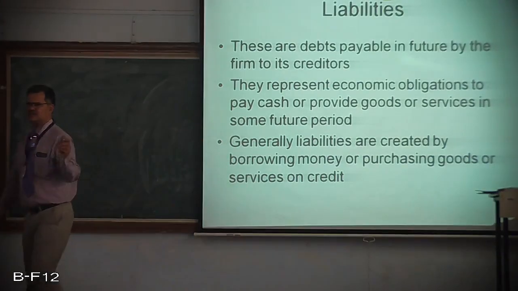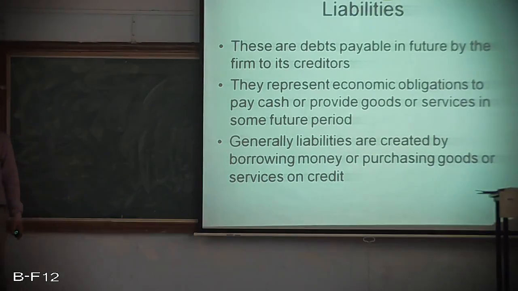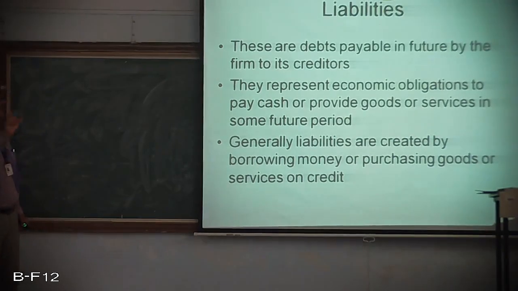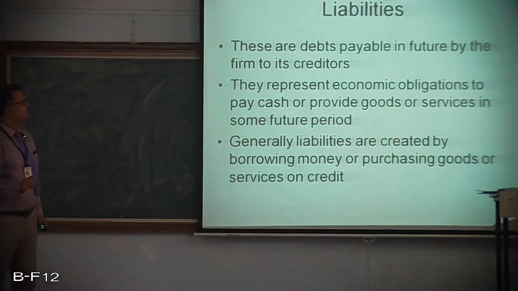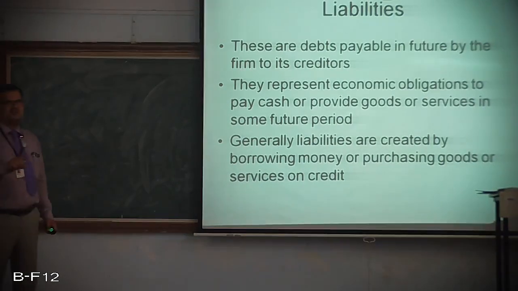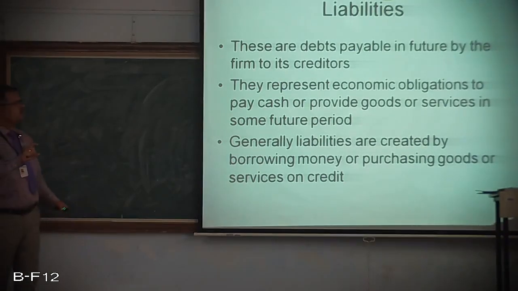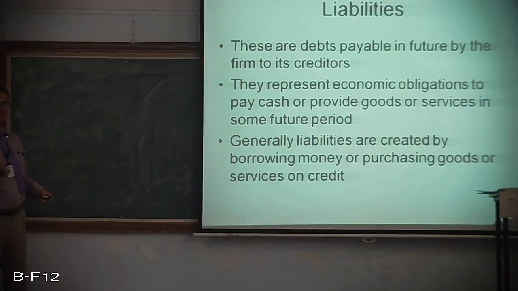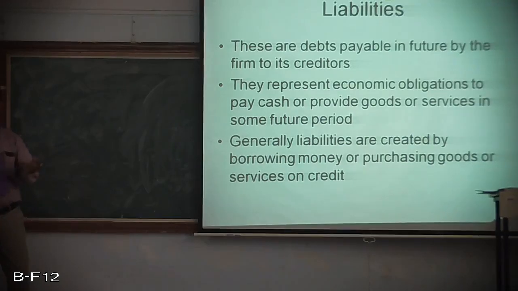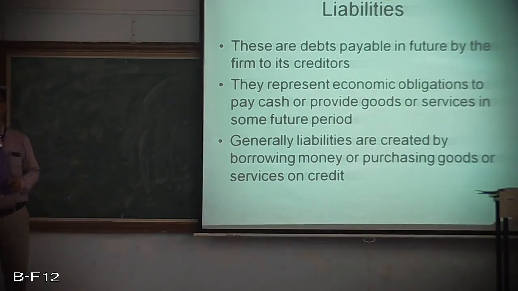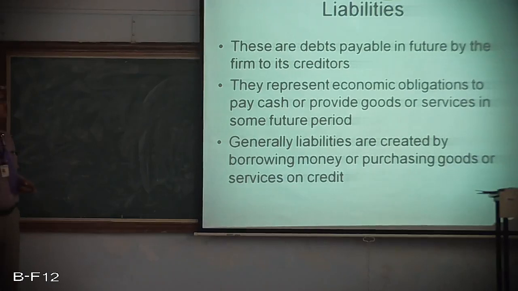I told you that assets are the economic resources convertible or measurable in terms of money values. So here, what do we mean by liabilities? Liabilities are the debts payable in future by the firm to its creditors. Remember, they are the amounts payable in future by the firm to the creditors. It means this much liability we have, this much money we have to pay to the creditors. That is called a liability.